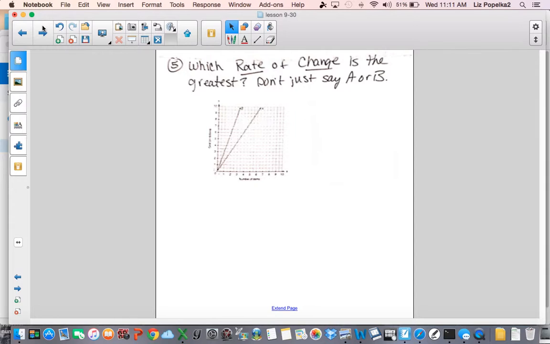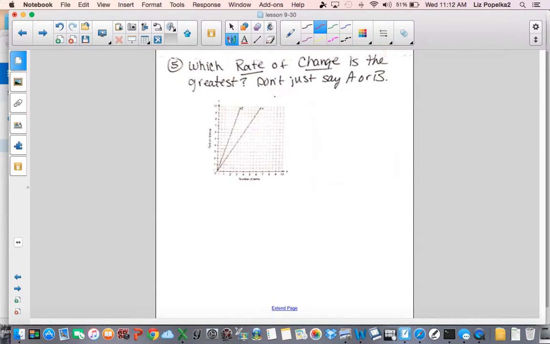Number 5, which one has the greatest rate of change? So I'm going to just look, they both start at the same place. They both start right here at 0. And because I'm a visual person, I'm going to look right here at the 1. So this bottom line, if I move over 1, it's only increased up to 1. But if I go up to this line, if I go over 1, it's actually increased by 2. So you can tell just by looking at it that as it's changing, line A actually has the higher rate of change.